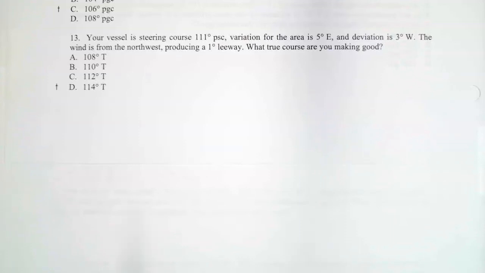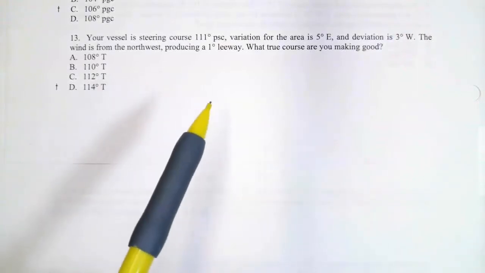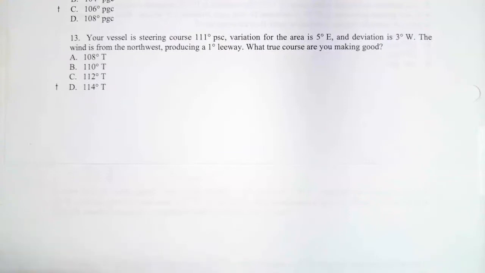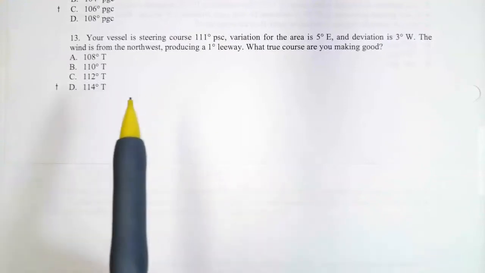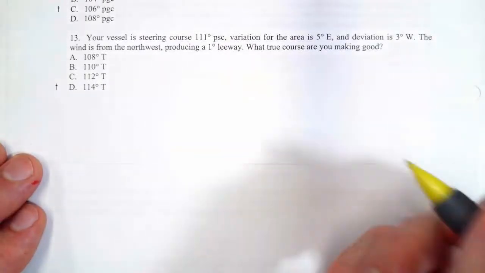Okay, so now what we're going to do is problem 13. Now, this is another determined course to steer, or a course that you are making good when there's leeway involved. In this problem, we are not going to be compensating, and we're going to deal with that in just a second. So what are our 4 steps here?